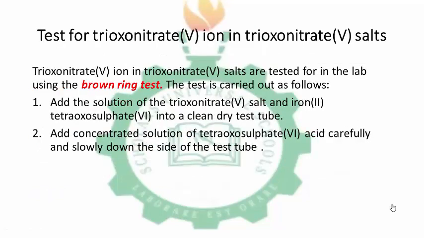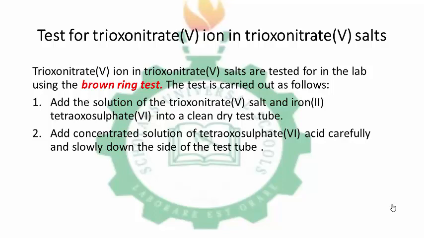Now to test for triazonitrate salt. Now when we talk about test for triazonitrate salt, we talk about the test for the triazonitrate ion present in the triazonitrate salt. Now we test for triazonitrate ion in the lab using the brown ring test. Now when we are doing the brown ring test, we first create a mixture, and the mixture contains the nitrate 5 salt we are testing for, and the iron 2 tetrasulfate 6 salt.